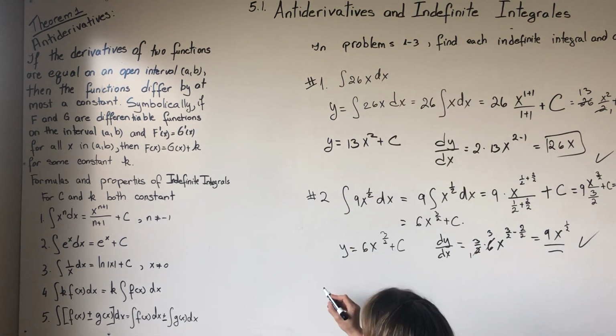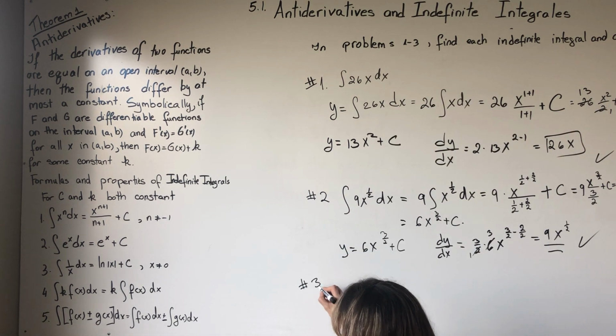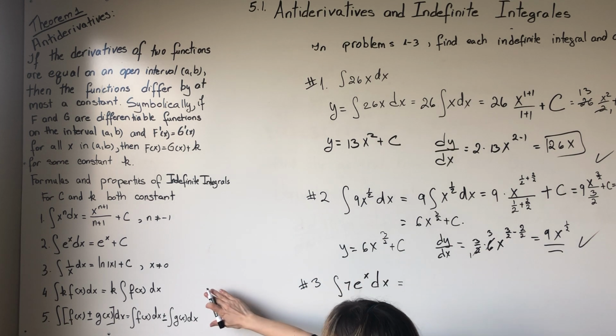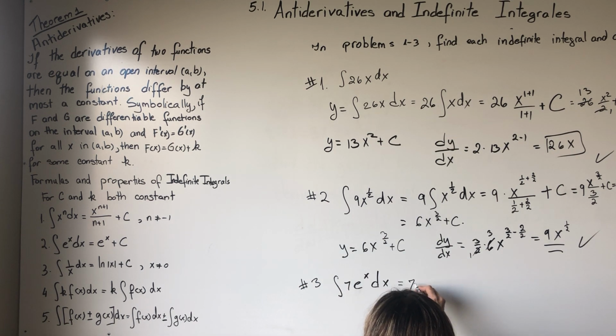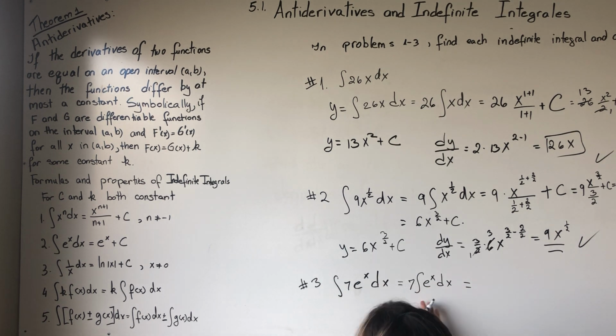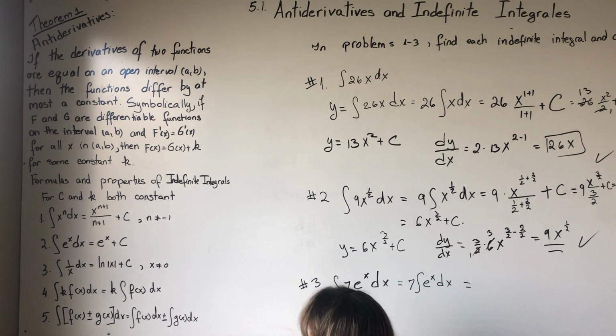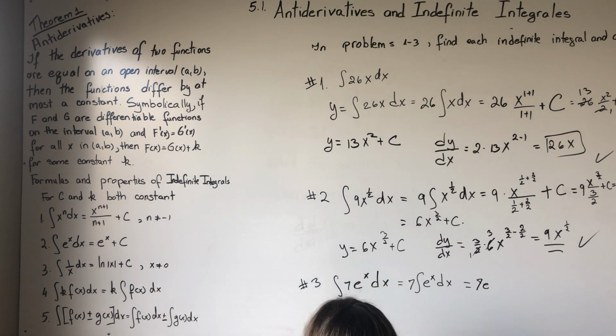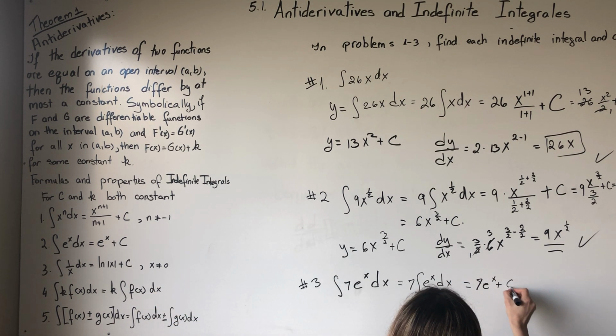The third one, we have the integral of 7 e to the x dx. And this is equal to, once again, what do we use? Which of the properties? Property number 4 first. We have the constant out. And now which property are we using? Property number 2. What's the integral of e to the x? It's e to the x plus the constant.